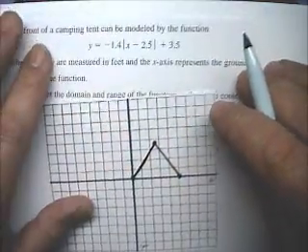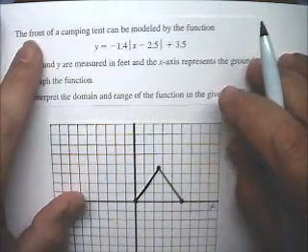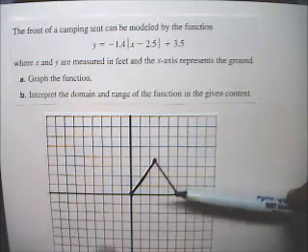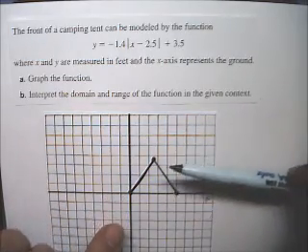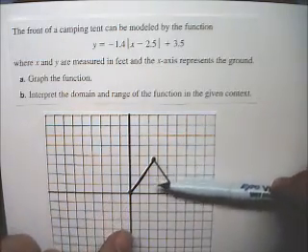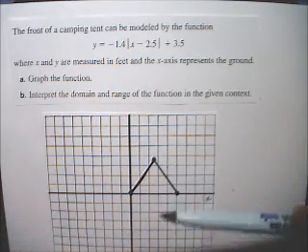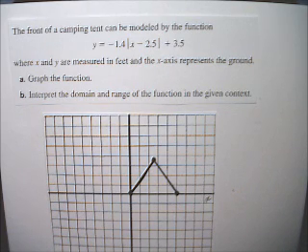And that's our graph. The domain and the range in the given context means that the width is 5. That's the domain. And the range is 3.5. It means that the height of the tent is 3.5 feet.